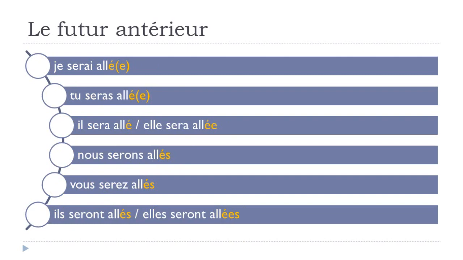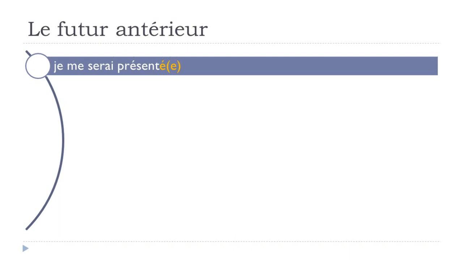And now we saw at the beginning of this video that all the reflexive verbs require être as well, okay? But then remember that the conjugation is a bit more tricky because you've got to use these me, etc. So let's see how they go when you put them at the futur antérieur, okay?